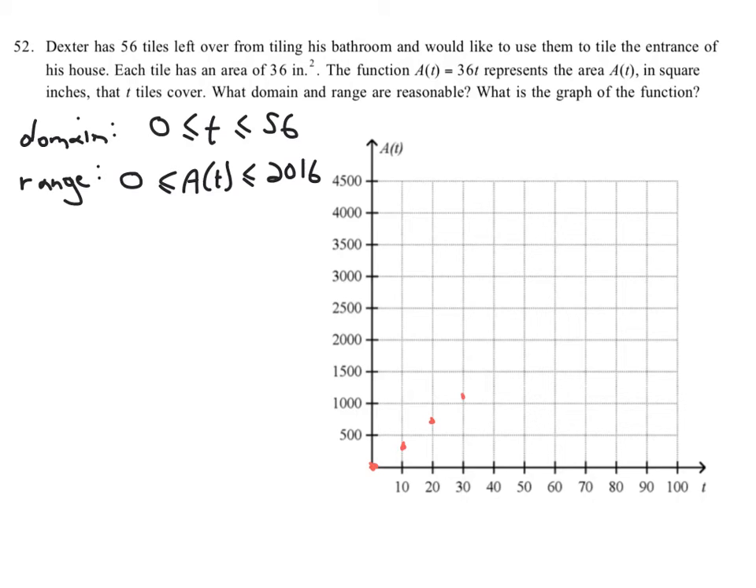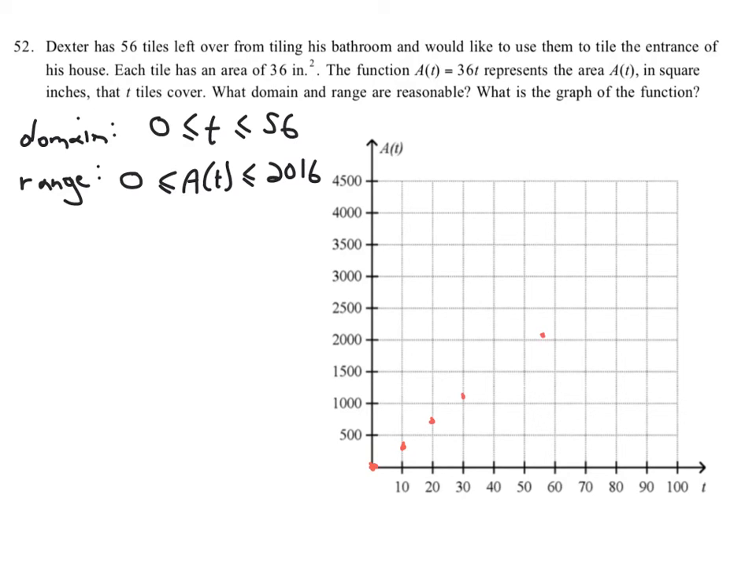And you can see this is a linear function, right? All the way up to 56 tiles, which is right around here, okay, leading you to just over 2,000 for an area. So 56 leads up to a little over 2,000. That's like right there. And it fits because look at it, lands right on the line.